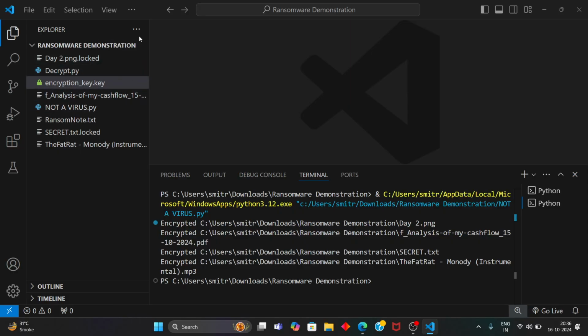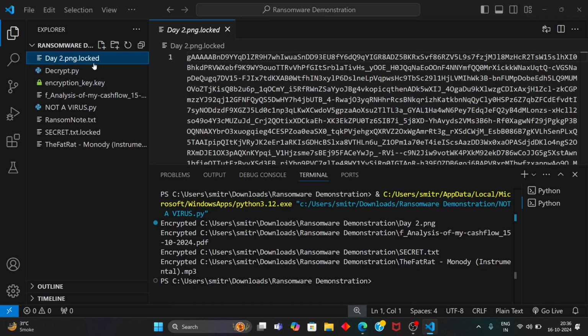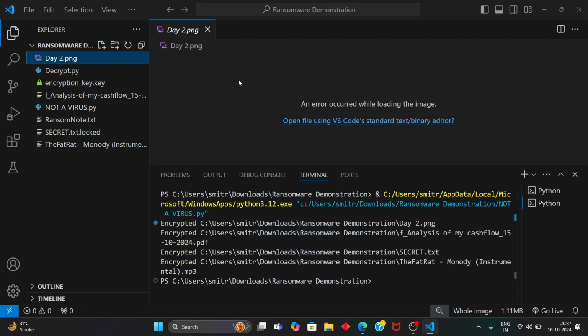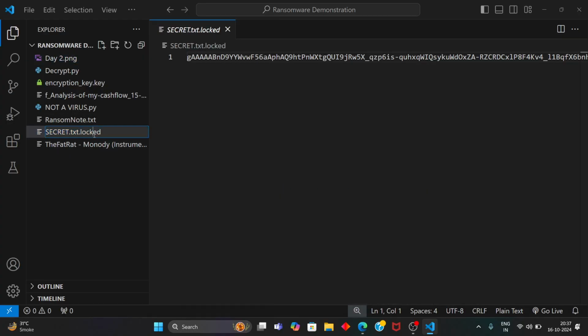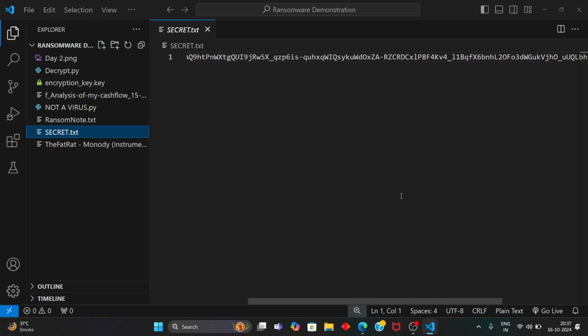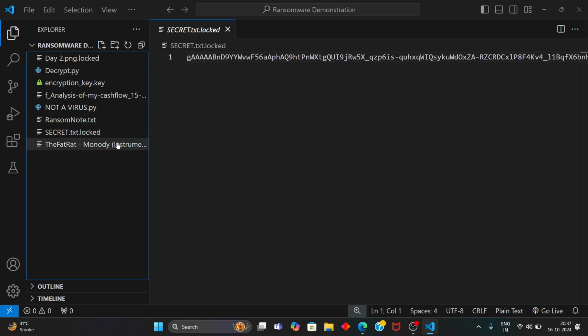Now maybe a few of you would wonder, what if I just remove this extension from behind the file name, will my file get back? No, the actual content inside the files has been encrypted. So even if we have the secret.txt here, if I remove this locked extension, the file would still be encrypted. All of the content inside my file is encrypted now. So yeah, let me revert it back to normal.